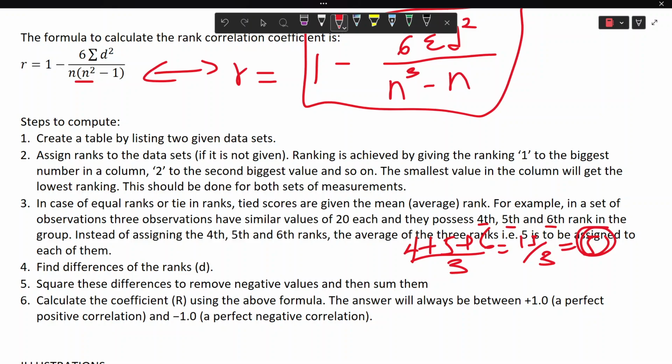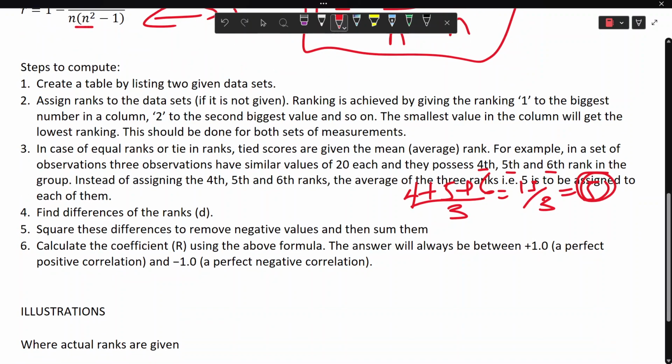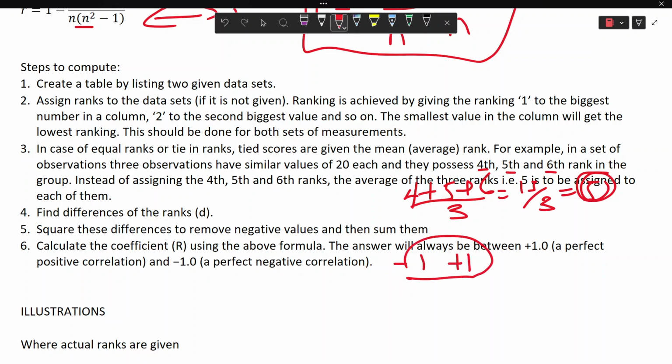When we are done, we find the differences for the ranks, that's the D. Square these differences to remove negative values and then sum them up. Calculate the coefficient R using the above formula. The answer will always be positive 1, that's we are having a perfect positive correlation, or negative 1. So more like the range for the first example we did in the first video, you have between -1 and +1. That's where your R should lie.